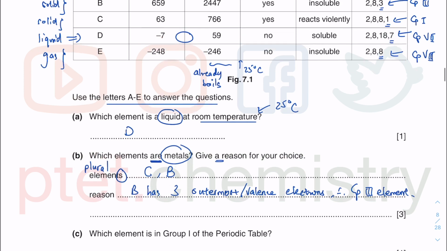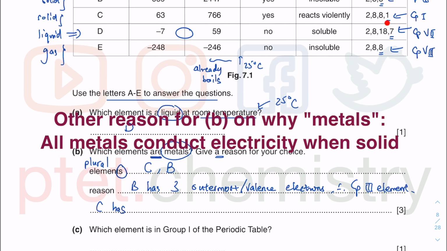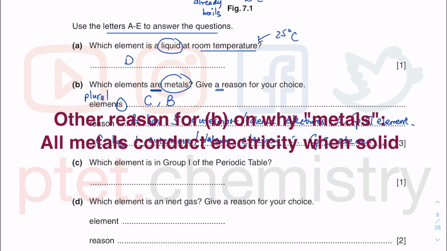Alright, so what is the next one? C. C has 1 outermost shell electron, or valence electron. Therefore, it's a group 1 element. So group 1 and group 3 elements are metals. Now, which element is in group 1? Very obvious based on what we said already. So there was C, and this is a singular question. So this is about breaking down the question.